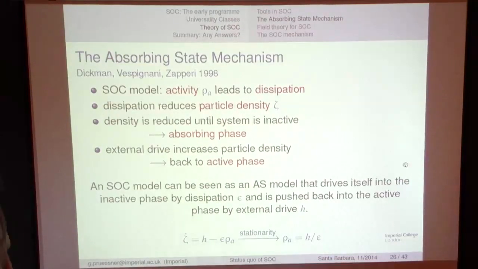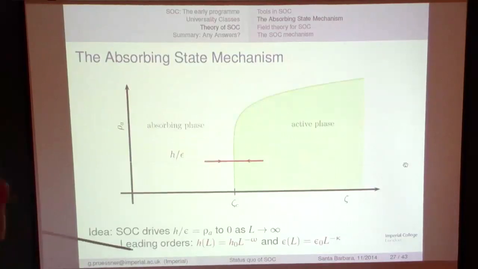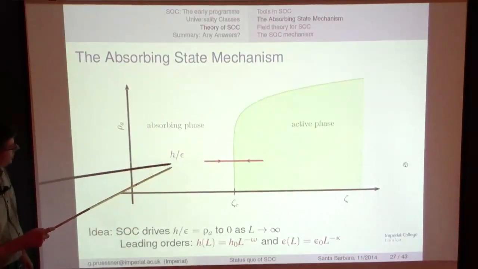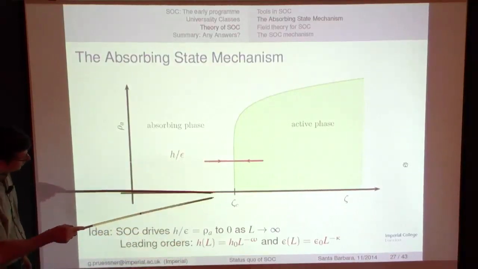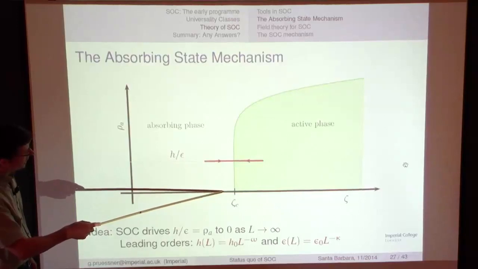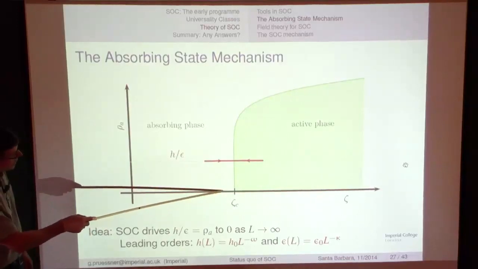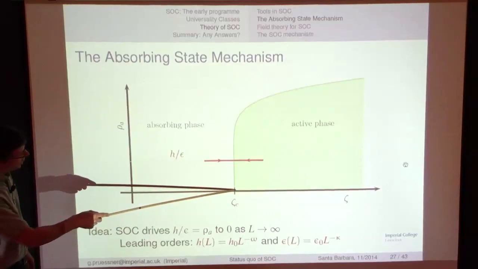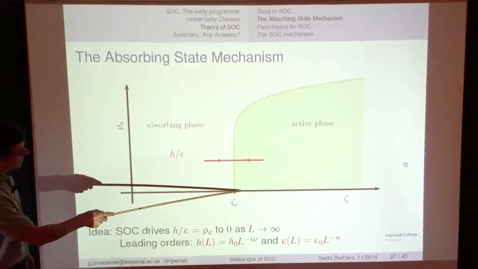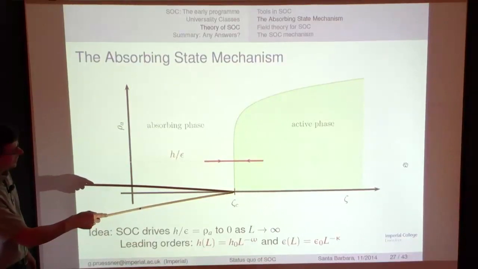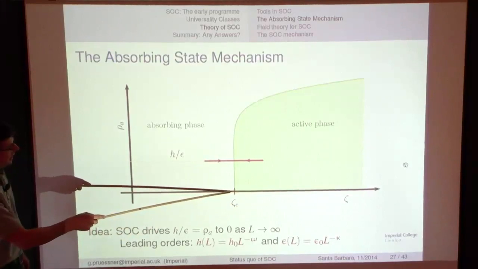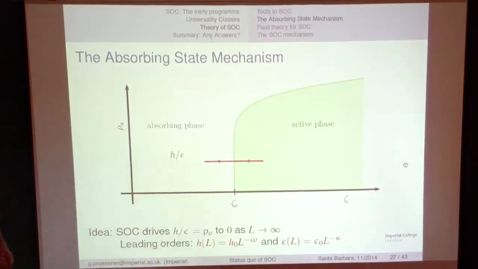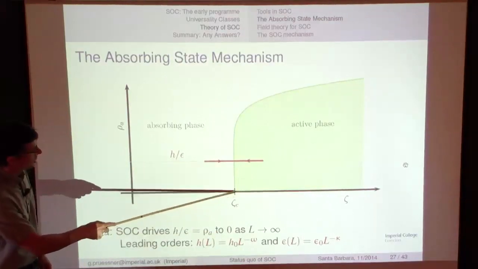So I've got a little cartoon here. So this was the picture. The external driving rate is h, the dissipation rate is epsilon. So the system sits, let's say, initially here. Then the external drive kicks in and pushes the system slowly into the active phase. Now it starts dissipating. That reduces the density of particles in the system until you slip out again, and then you push it back in again through the external drive. And as you increase the system size, you stay ever closer to this critical point.